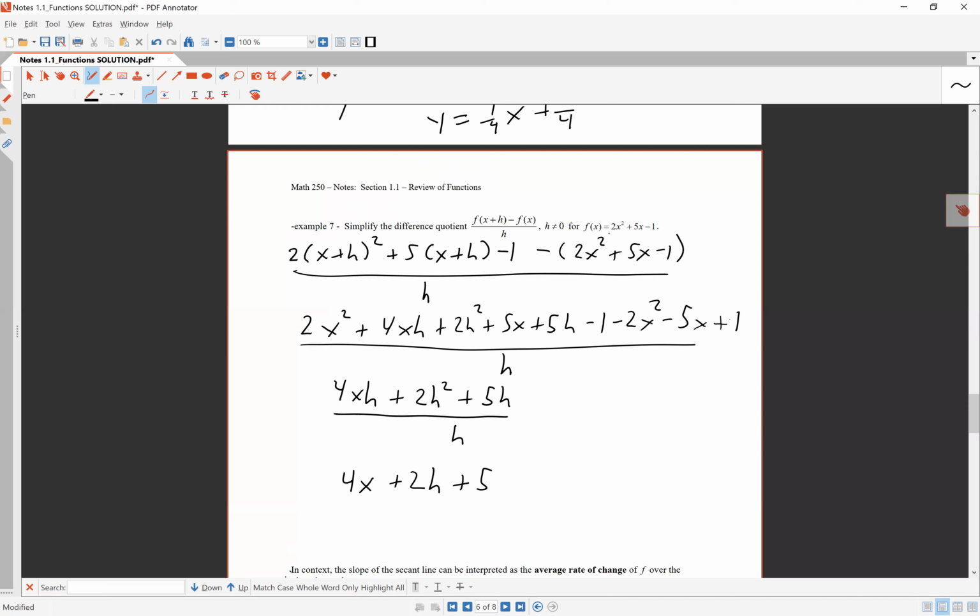And I think if I was really being exact, I'd make sure that this line goes all the way under. And again, let's just simplify that. Notice all the terms that don't involve h just drop out: minus 2x squared, 5x minus 5x, and then minus 1 plus 1. So what we're left with in the numerator are just the terms involving h, 4xh plus 2h squared plus 5h, divided by h. Simplify, and what we come up with is the expression 4x plus 2h plus 5.